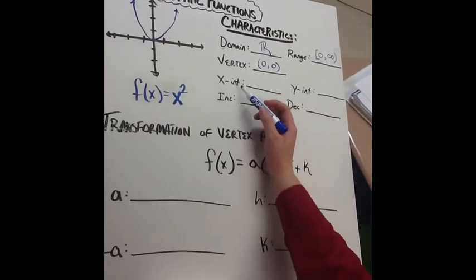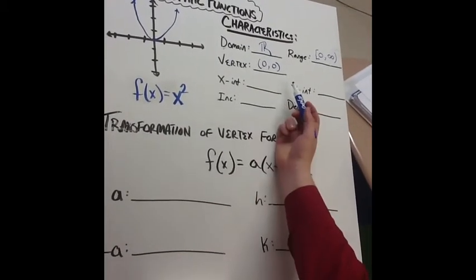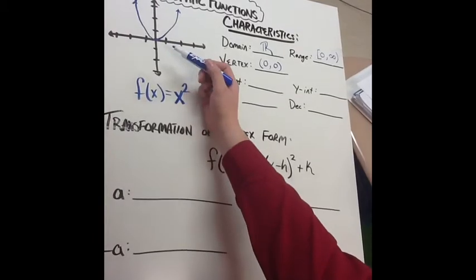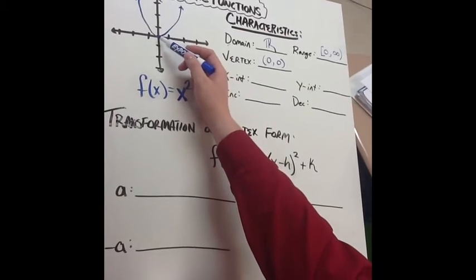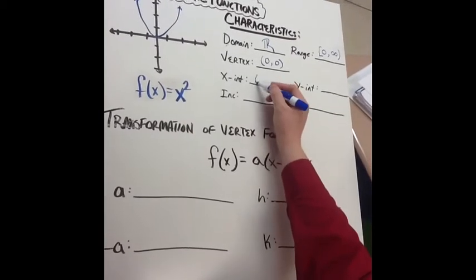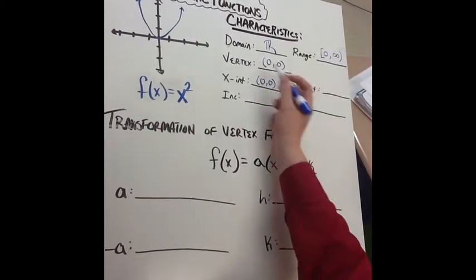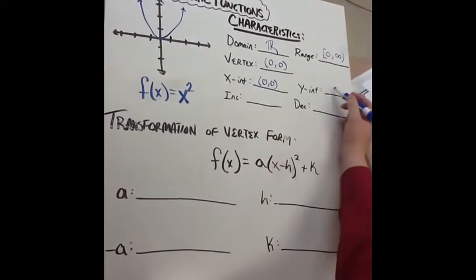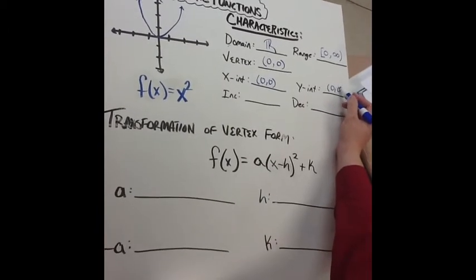Now next we have the x-intercept and the y-intercept. This should be pretty simple from our parent function because it touches the x and y-axis at one point. The x-intercept is going to be right here at 0, 0, and our y-intercept also is going to be here at the origin at 0, 0.